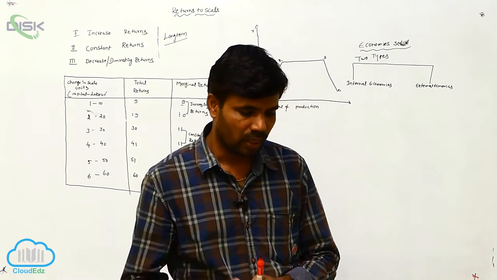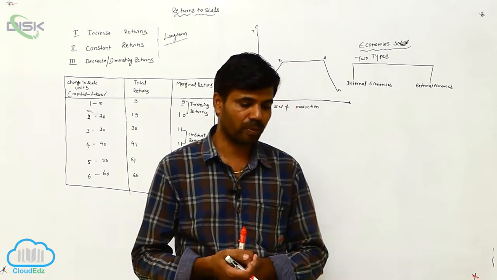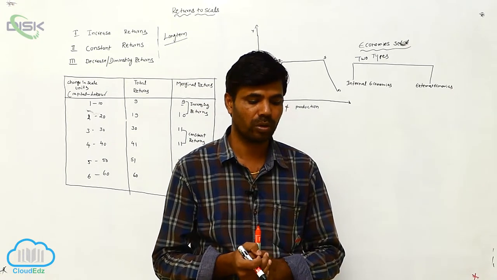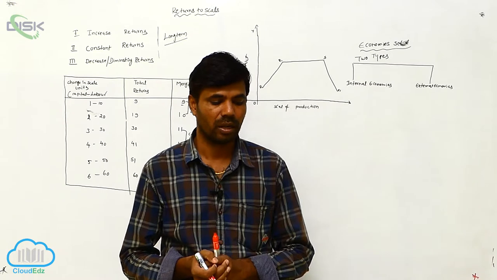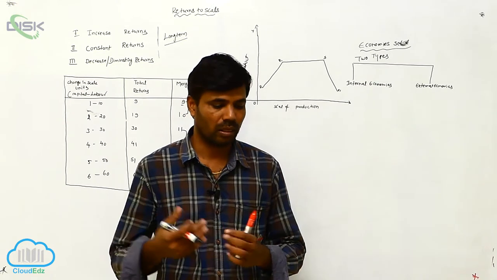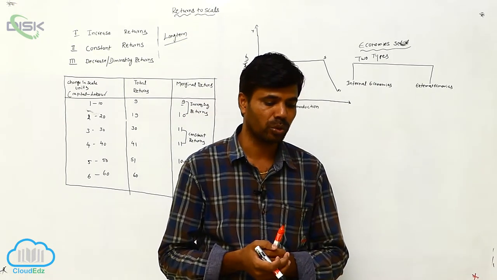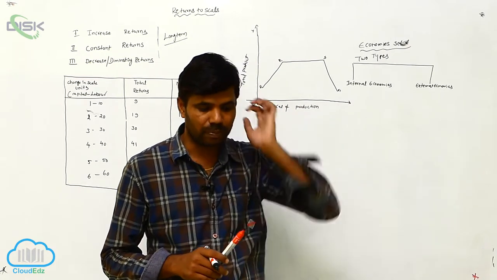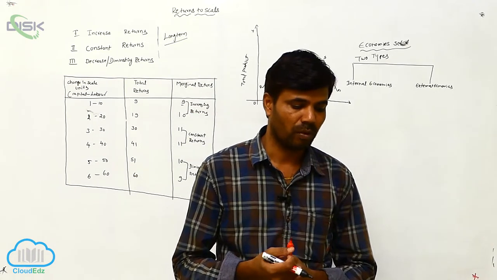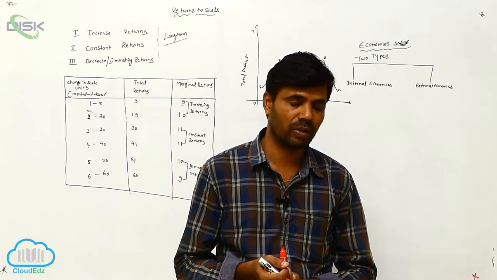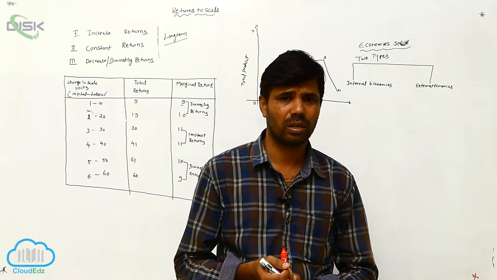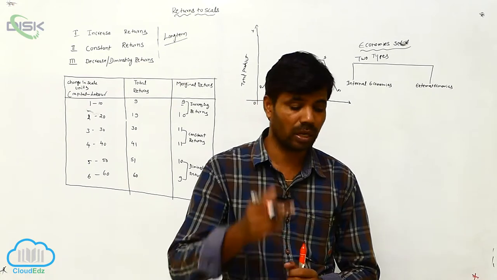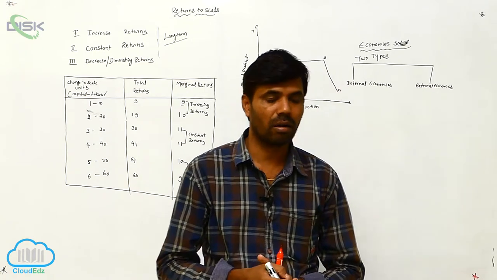These economies of production occur within the firm itself as it expands its output and increases the scale of production. In short, they arise simply from an increase in the scale of production. So, there are different types of internal economies. First is technical economies.